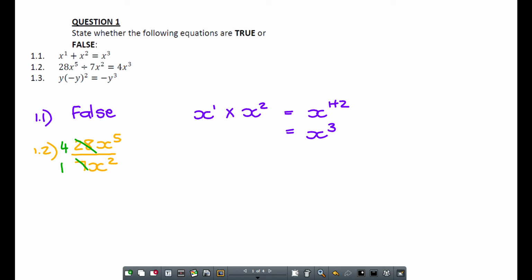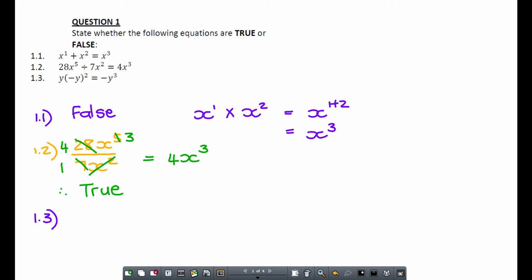I can only take x to the power of the smallest exponent. So x to the power of 2 I could take. And if I take x to the power of 2 at the top, how many would be left? 3. So that answer would be 4x to the power of 3. So 1.2, would it be true or false? Therefore, it would be true. Again, in the test, you just have to write true or false. I'm just showing how we actually got to that answer. Any questions there?